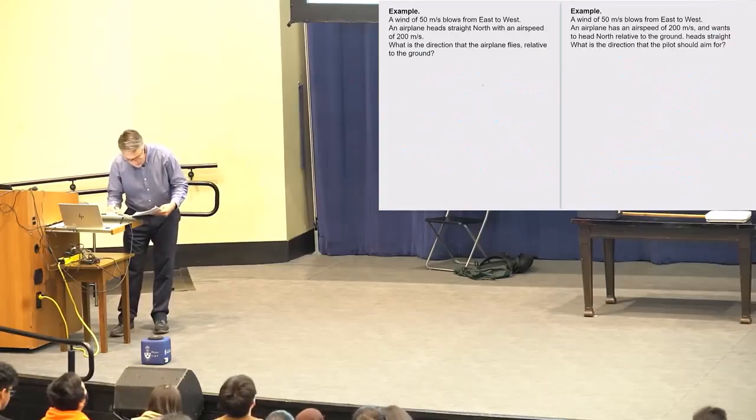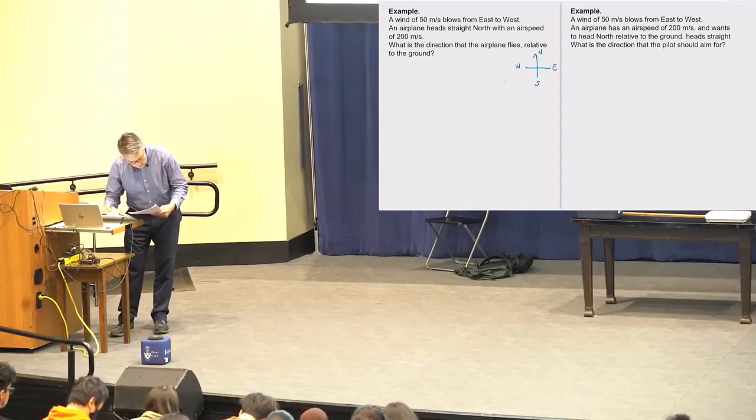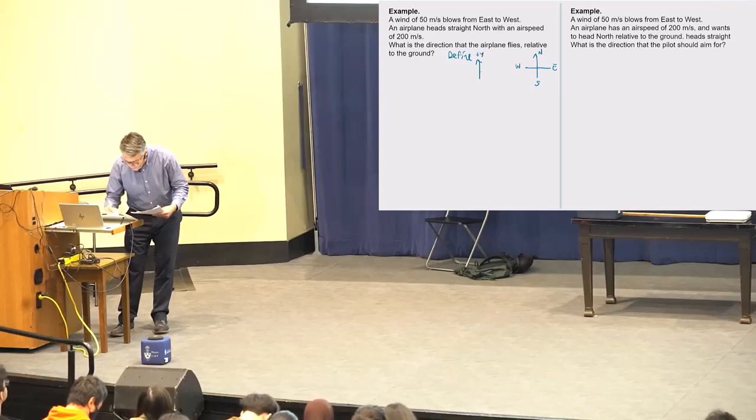This was actually from last class. A wind of 50 meters per second blows from east to west. So the first thing I'm going to do is draw a bird's eye view here. Let's define plus y is up and plus y is north and plus x is east.